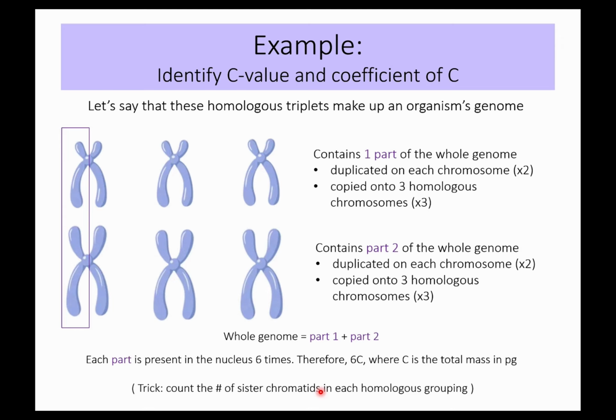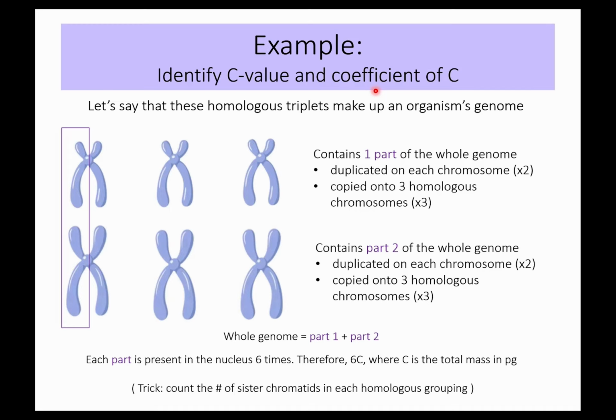Identify C value and coefficient of C. Now we're at coefficient of C and C value. What is C value? The genome size, and then copies of the genome. When we talk about copies of the genome, pretend like you're photocopying a piece of paper, an 8 by 10 piece of paper. That's your genome. That's your actual C value.